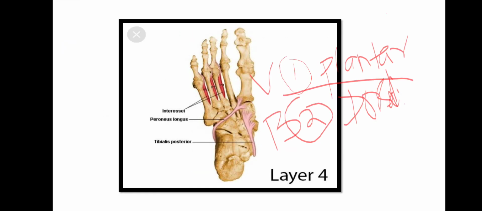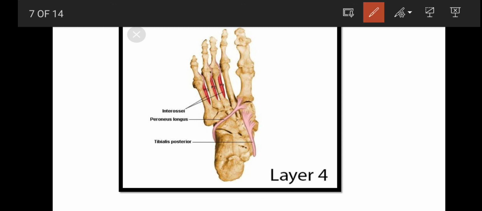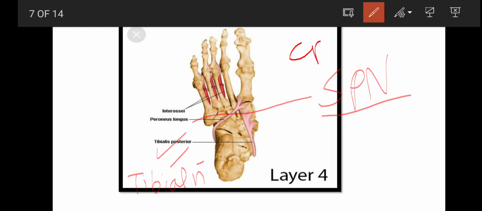Now what about the fourth layer? You have to know which muscles are coming here. We all know the tibialis posterior, it is on the back side, and is supplied by tibial nerve. Now peroneus longus is supplied by superficial peroneal nerve, which is a branch of common peroneal nerve. The interossei muscles are supplied by lateral plantar nerve. Now there is a difference: some are supplied by superficial branch, some by deep branch.